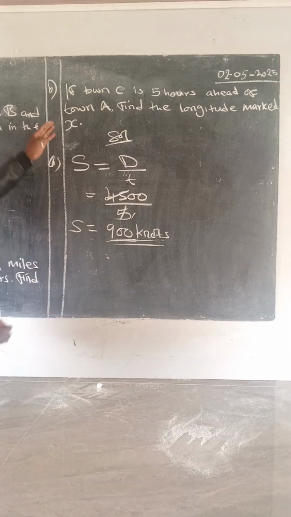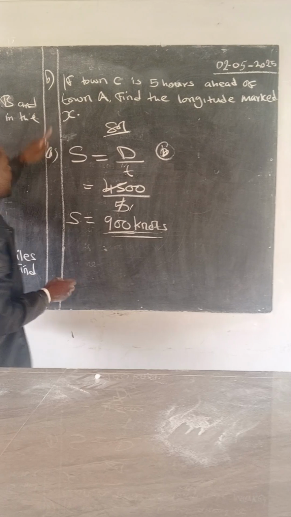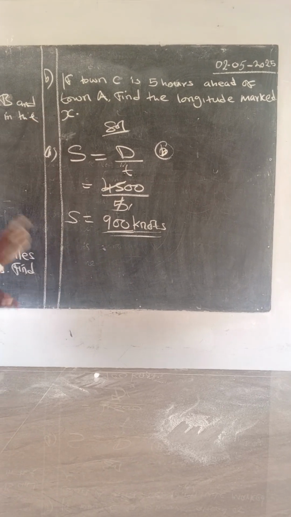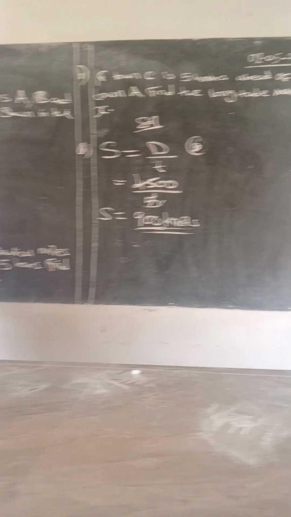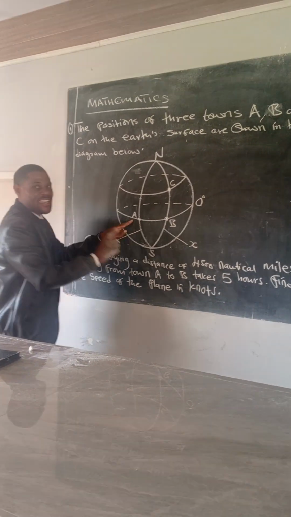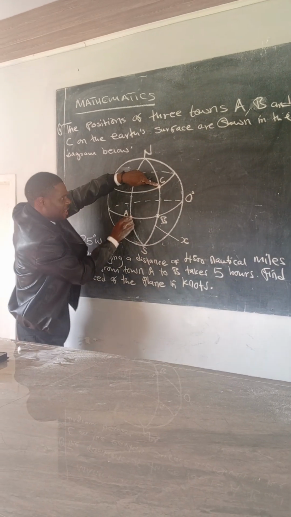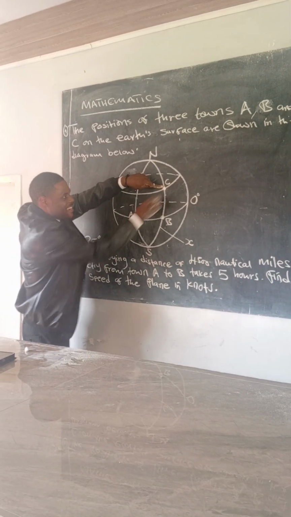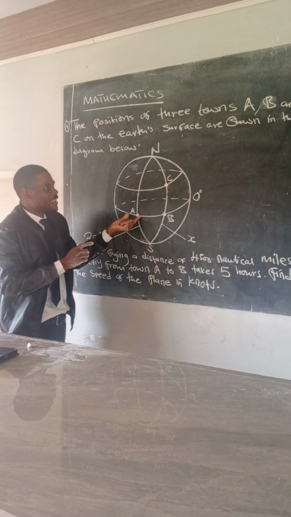Okay. Now let's look at the second question. So question B, they are saying that if town C is 5 hours ahead of town A, find the longitude marked X. Let's check the diagram. So here is town C and town B is here. Now they are saying that town C is 5 hours ahead of town A.